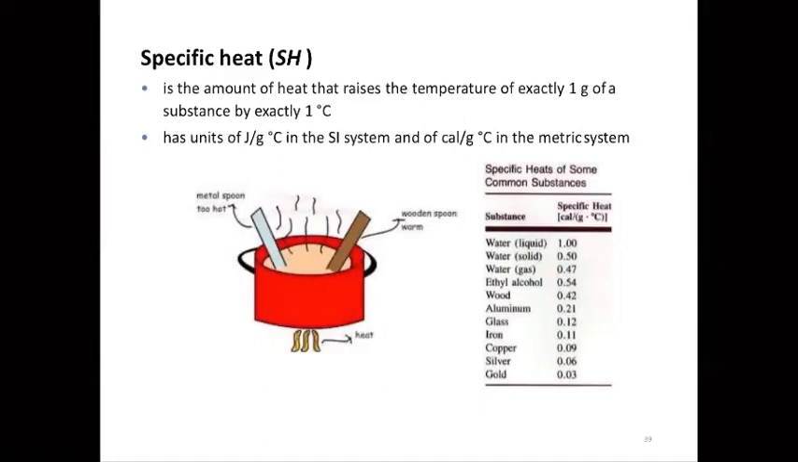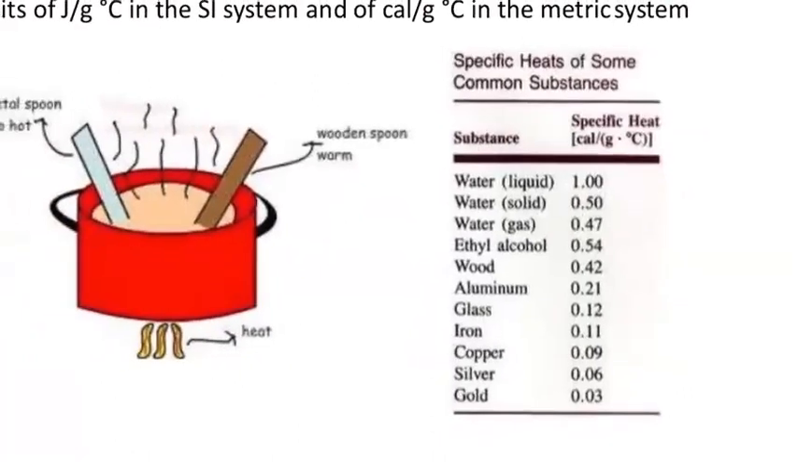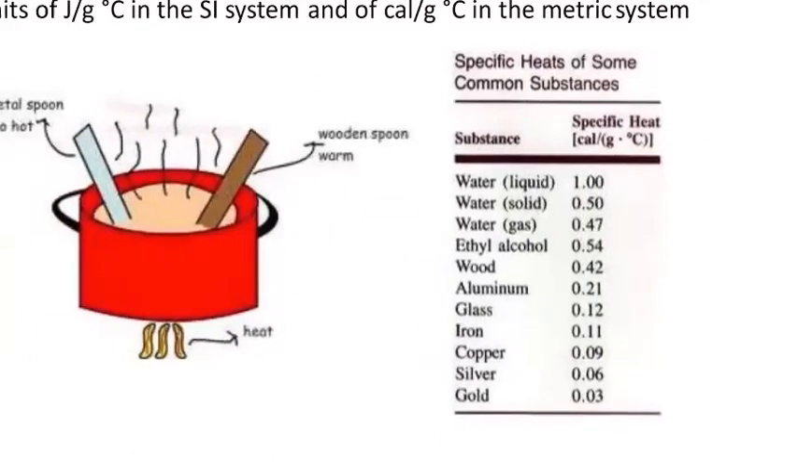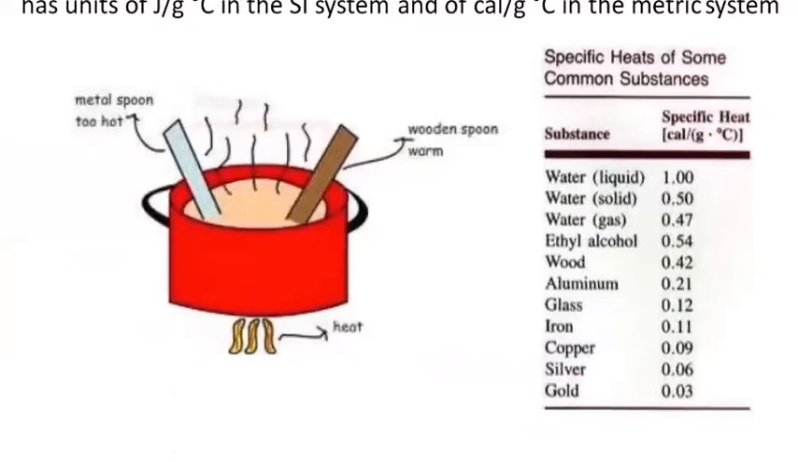Let me just translate that to English, okay? Specific heat is a value that is assigned to substances that we have around us. And then we can see in the table that I have here that these are the specific heats of different substances, okay?